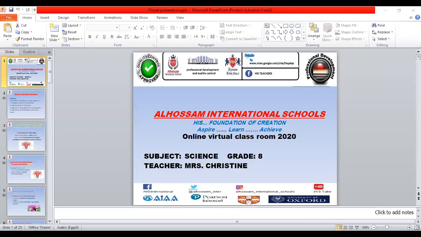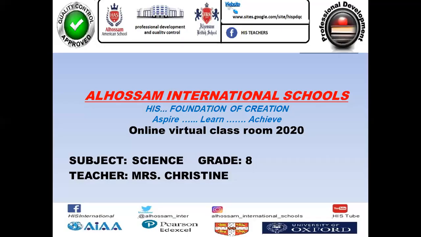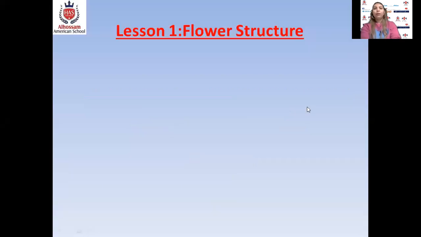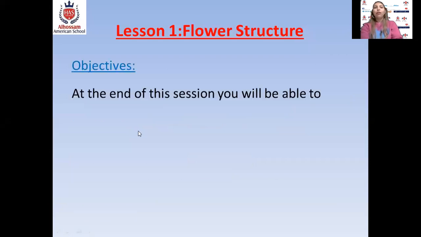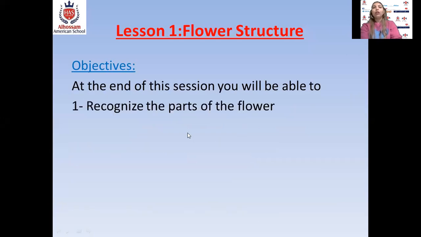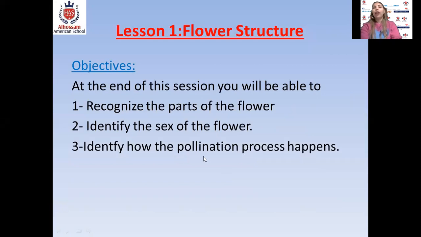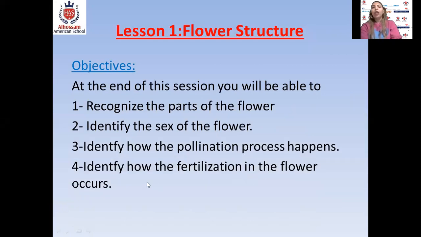And today, let's revise our first lesson, which is flower. So here we go. Okay, so let's start. Flower structure and reproduction, parts of the flower. So at the end of this session, you will be able to recognize the parts of the flower, identify the sex of the flower, identify how the pollination process happens, and revise how the fertilization in the flower occurs.